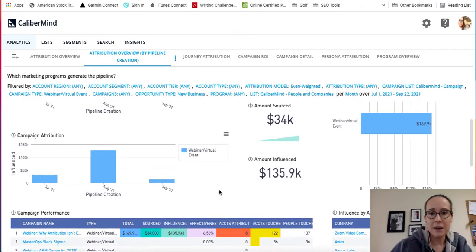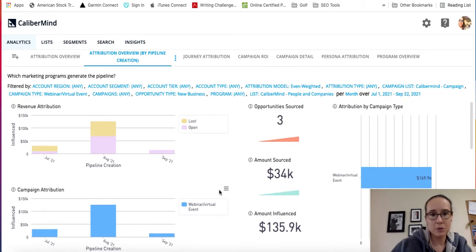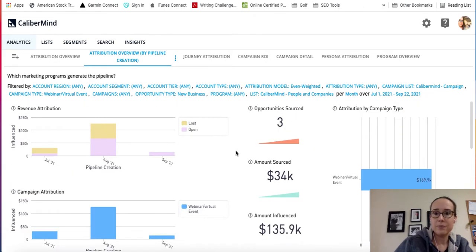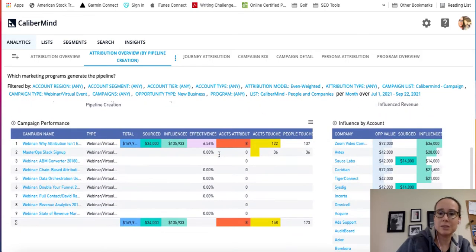So while I only sourced a few opportunities with this event, I can look at the amount I have influenced to date so far and the number of accounts touched versus attributed. So I have 8 associated opportunities. Again, we have 3 sourced, but 5 opportunities that were in flight that participated in this event and were influenced by it and are helping push people along.